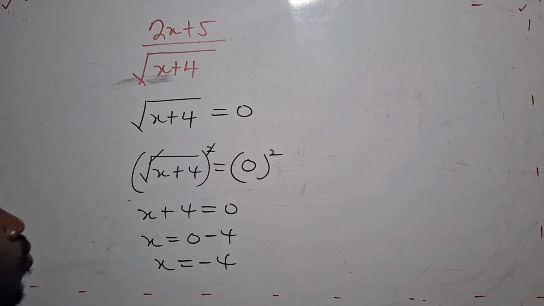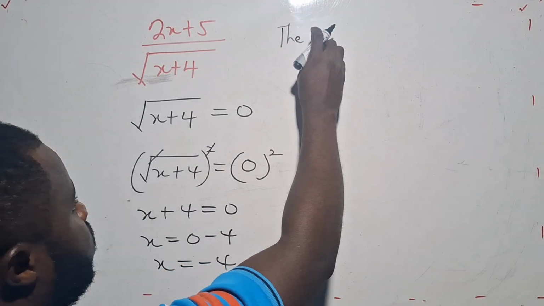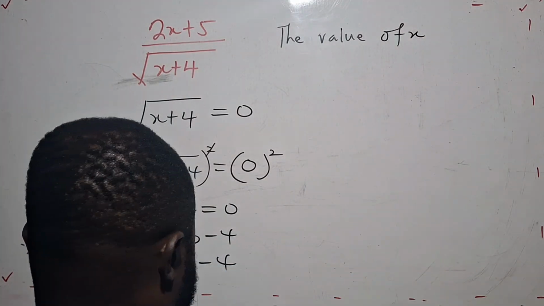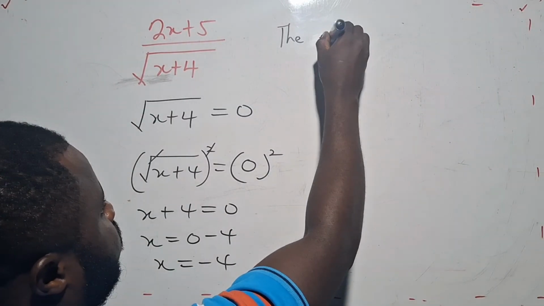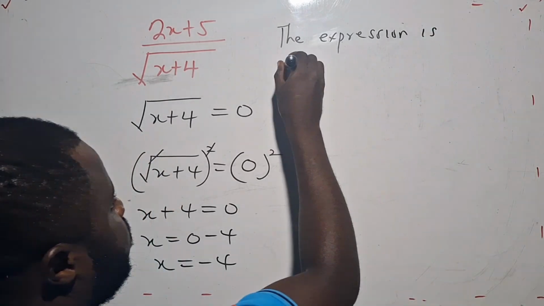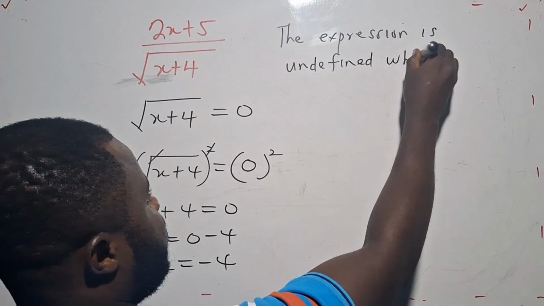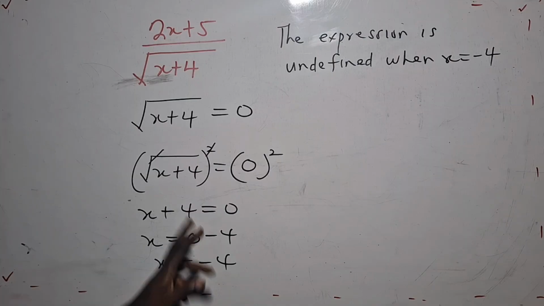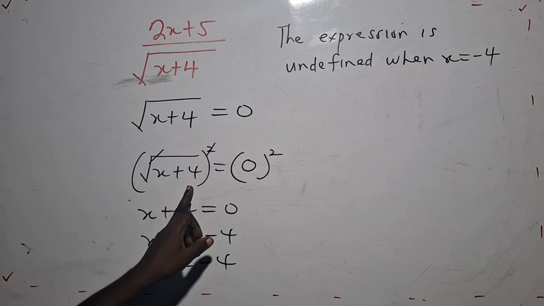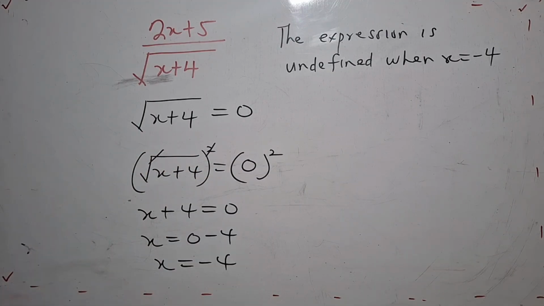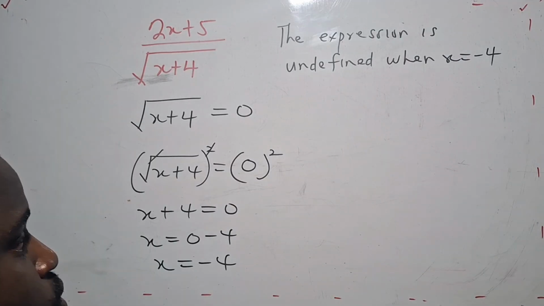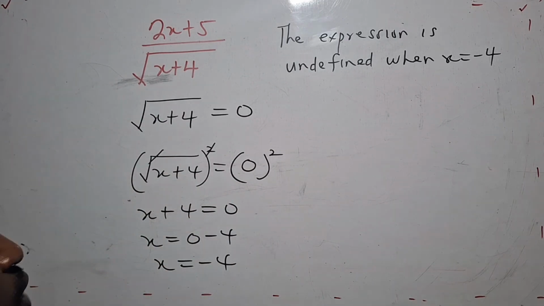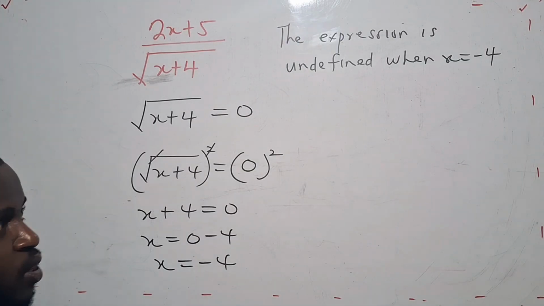Simple as that. So the expression is undefined when x is equal to -4. And indeed, when I put -4 here, when I add it to this 4, I'm going to get 0. The square root of 0 is the same as 0, both sides. Yes, so it makes the expression true. So simply how to solve expression when it is undefined means equate the denominator to 0. So when you see any question like this, don't be scared.